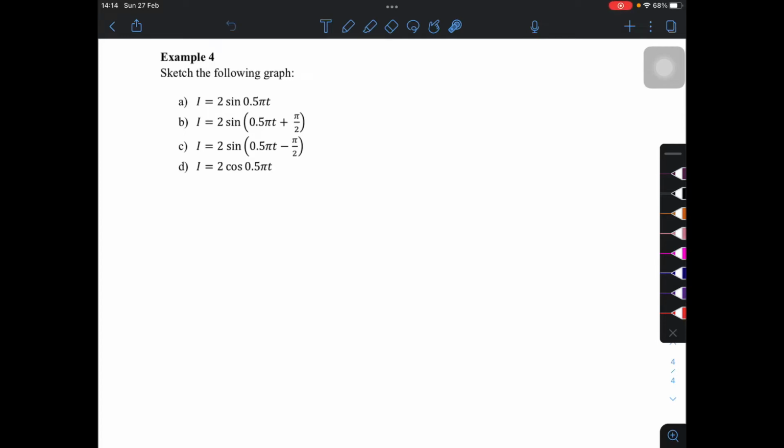Okay, example 4, we need to sketch the following graph. So we are given 4 different expressions here. Okay, let's look at it one by one.